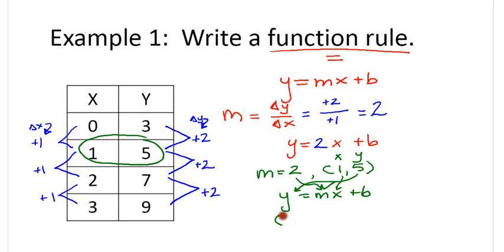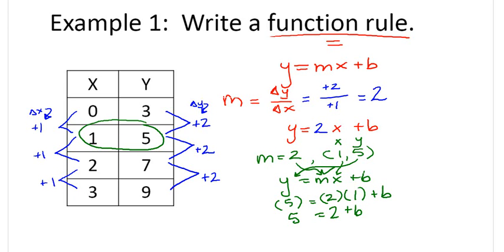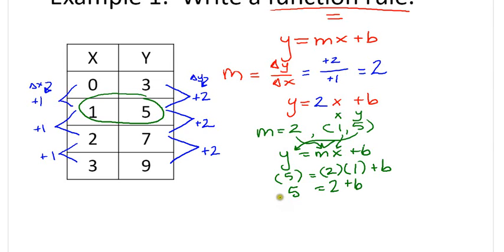So when I substitute those values in, this is 2, and solve, this is 5 is equal to 2 plus b. So I have 5 minus 2. So subtract 2 from both sides. And I see b is equal to 3.